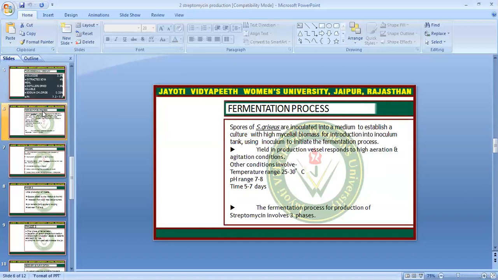Fermentation process. Spores of Streptomyces griseus are inoculated in a medium to establish a culture with a high mycelium biomass. After introduction of the inoculum, the pH range is 7 to 8 and the temperature is 25 to 30 degrees Celsius. We continue this process for 5 to 7 days.